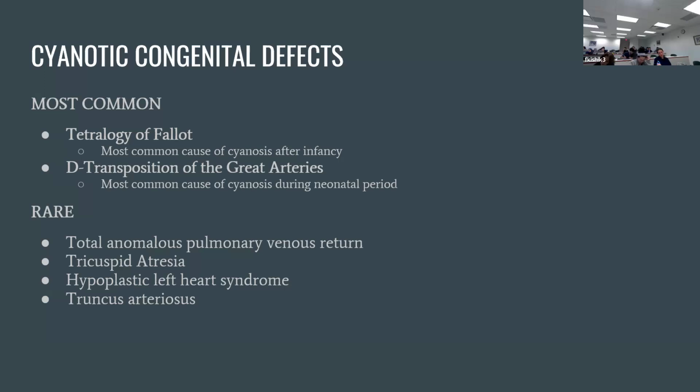with the left side. The most common ones that are definitely going to be on your boards are tetralogy of Fallot, which is the most common cause of cyanosis after infancy, or d-transposition of the great arteries. So this is the most common cause of cyanosis during the neonatal period. More rare ones that we're going to go through, but are thankfully extremely rare, are total anomalous pulmonary venous return, tricuspid atresia, hypoplastic left heart syndrome, and truncus arteriosus.